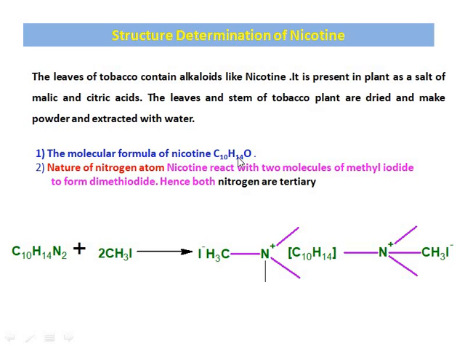The molecular formula of nicotine is C10H14N2. Now we determine the nature of the nitrogen atoms, that is, whether they are primary, secondary or tertiary. Nicotine reacts with two molecules of methyl iodide to form a dimethiodide, and therefore both nitrogens are tertiary. Right? So nicotine treated with two molecules of methyl iodide gives the dimethiodide, which shows that the nitrogens present in nicotine are tertiary.